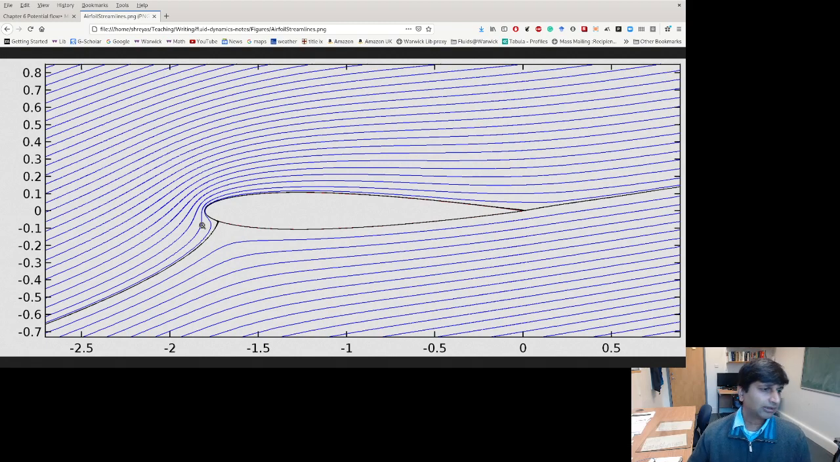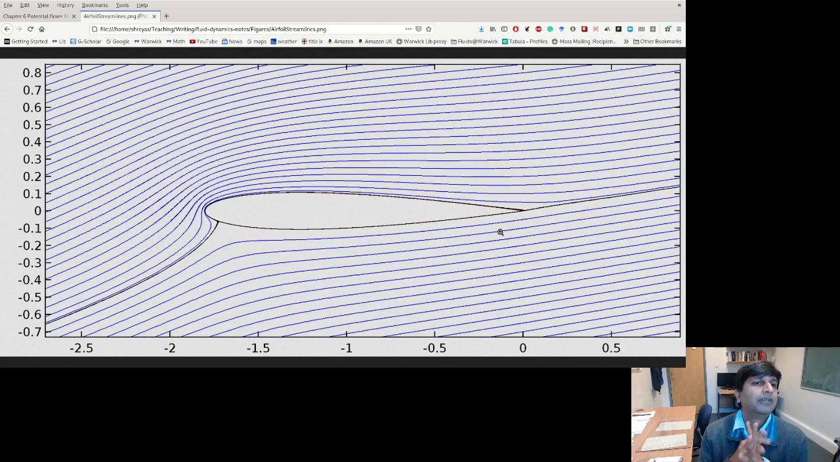But another thing to pay attention to is the streamlines near the trailing edge. You will see the trailing edge of this wing has a sharp point, like a corner. And the streamline, the stagnation streamline, separates from the shape of the body exactly at that point. Okay, this is another observation to keep in mind.